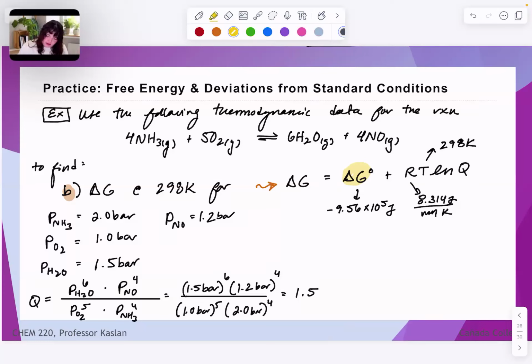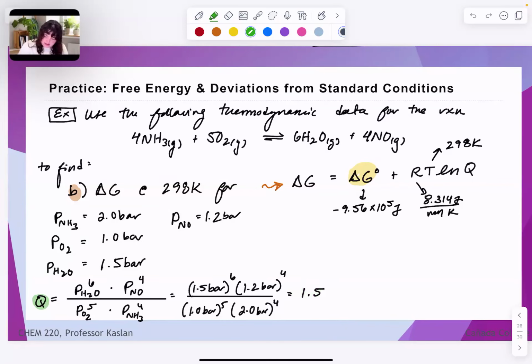So this reaction quotient is what needs to go inside my natural log term in this correction to find my free energy at my non-standard conditions. So then we get delta G is equal to negative 9.56 times 10 to the 5 joules, presumed per mole, right?